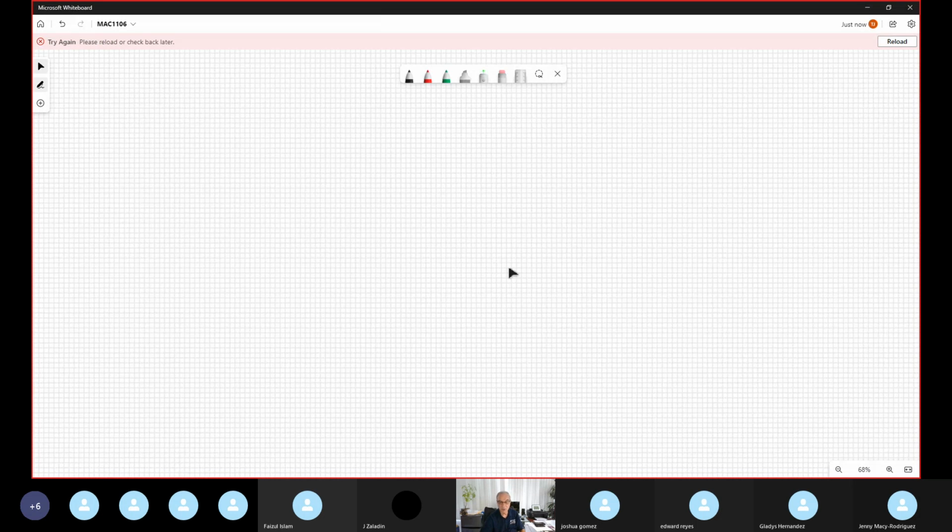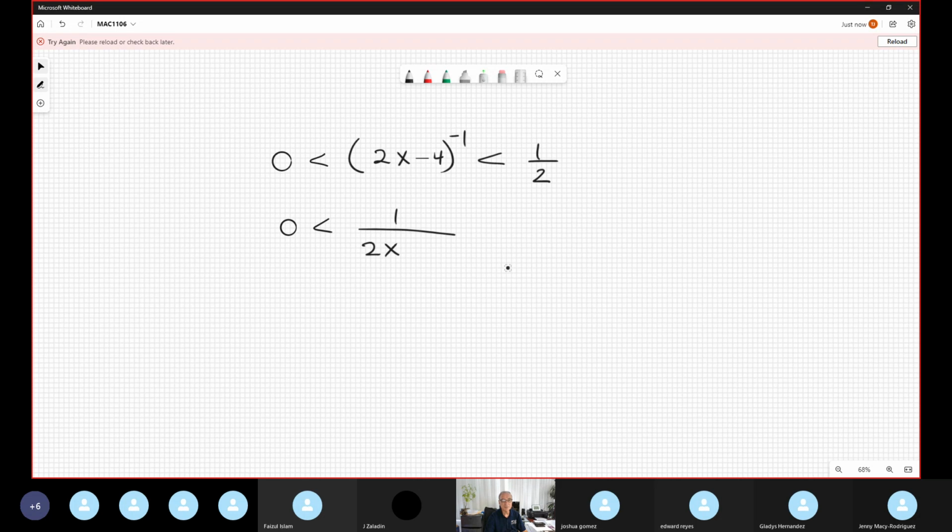Look, a three-part inequality is a typical inequality that contains three parts. One is 0, another is (2x minus 4) raised to the negative 1, and 1/2. Wow, what is that? It's weird because it introduces a new idea, raised to the -1, but you know very well that -1 is equivalent to the reciprocal, 1 over 2x minus 4. More clear now, at least for me.